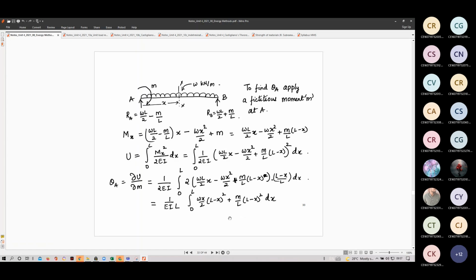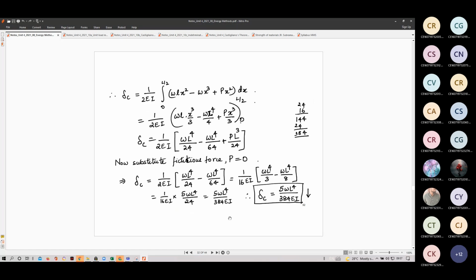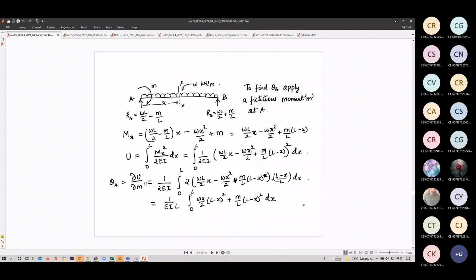Okay. Now for slopes, what should we do? I found the maximum deflection at the center. Now I want to find slope at A and slope at B. Due to symmetry, slope at A and slope at B will be equal but opposite in sign. So if I find slope at A, I can find slope at B.